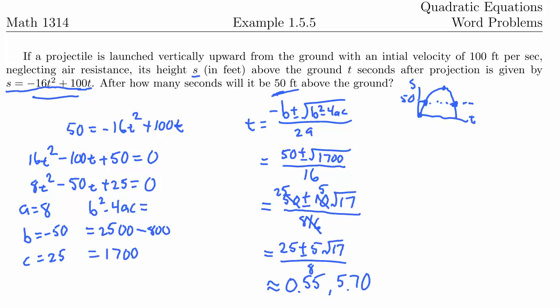Notice if we had gotten non-real solutions, the height would never reach that height, or if we got a single solution, that's the maximum height you would ever get. So, the height will be 50 feet after 0.55 and 5.70 seconds.